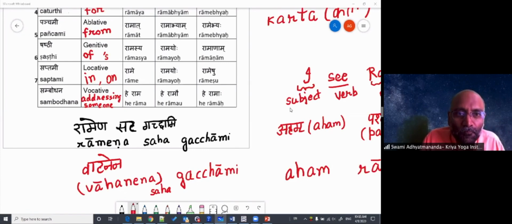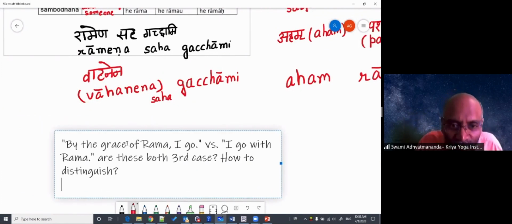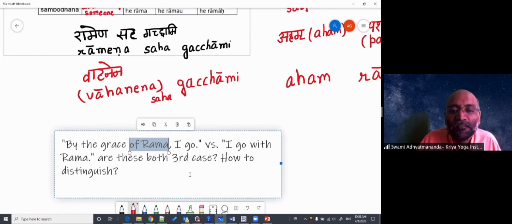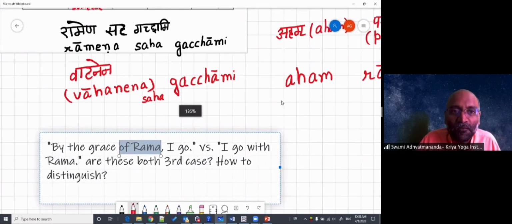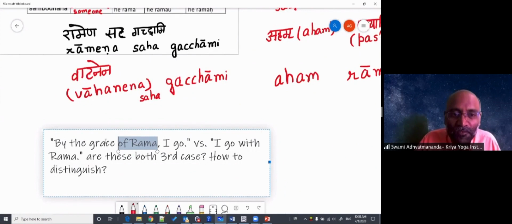By the grace of Rama I go, versus I go with Rama: are these both third case? How to distinguish? If you have to say by the grace of Rama, it's the grace which is in the instrumental, not Rama. You understand? So I'll show you this example here. By the grace of Rama I go. You are saying by the grace, that means grace becomes the instrumental. Rama in this case becomes the sixth case, the Sambandha, Sashti, genitive, of Rama. So grace will be used in third case and Rama would be used in sixth case. I would be subject and go would be the verb.